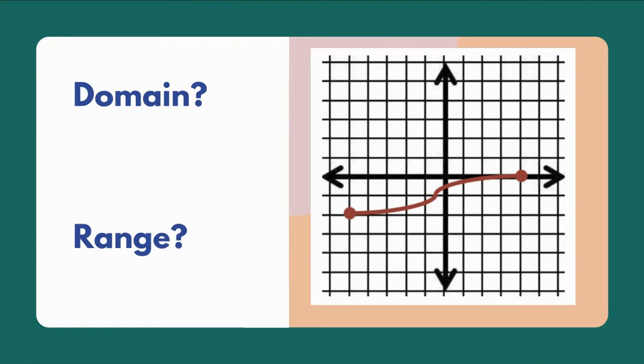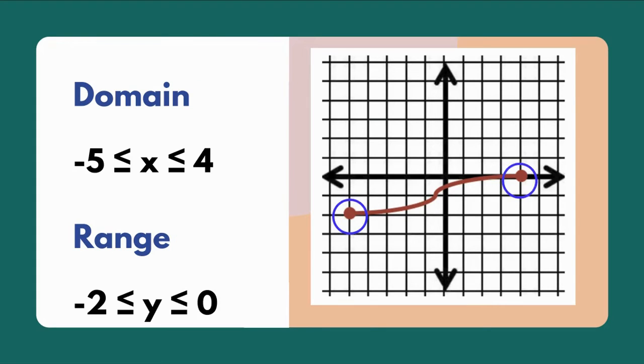Pause the video for a moment and try to find the domain and the range for this example. Hopefully you found that the domain is -5 is less than or equal to x, which is less than or equal to 4. And that the range is -2 is less than or equal to y, which is less than or equal to 0. If you're not sure how I did that, go back and watch the previous steps.